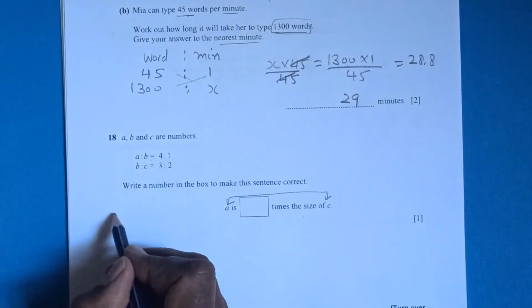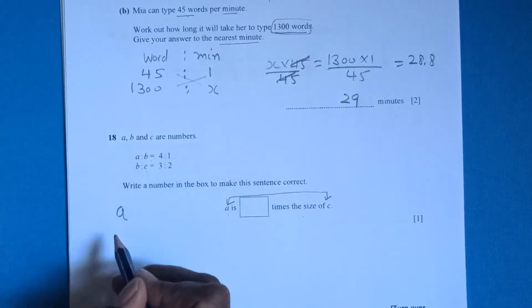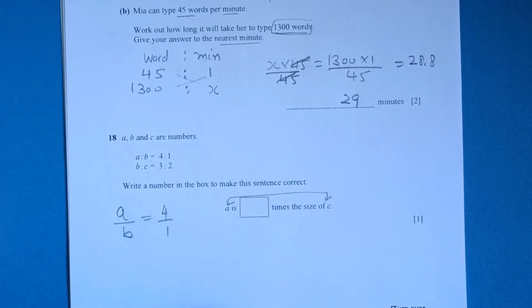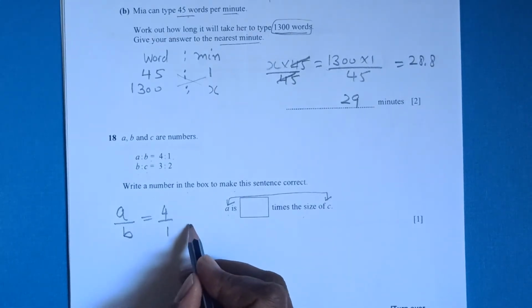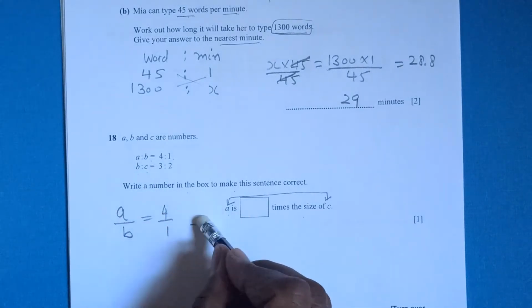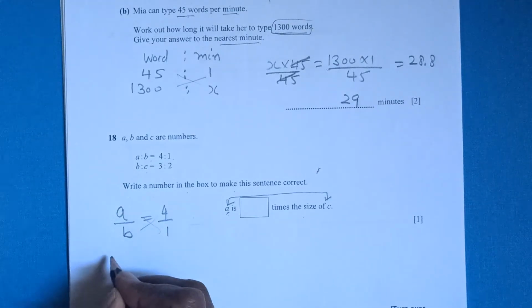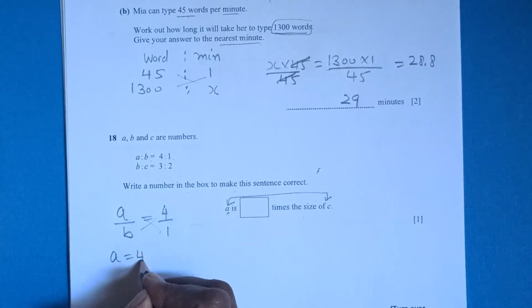So let's start here. We have from the first one A over B. In terms of fraction we can write down 4/1. So from here we can just simplify, cross multiply. A times 1 is A equals 4B.